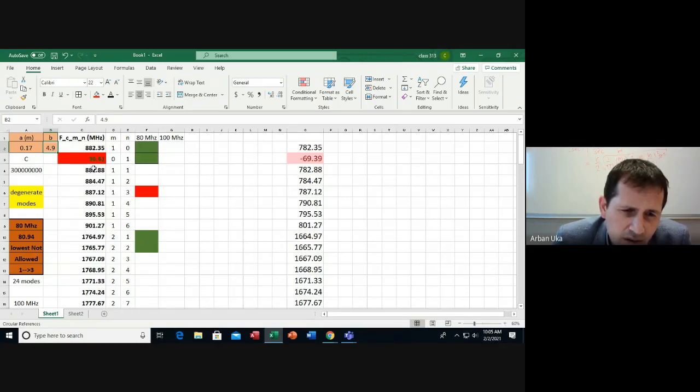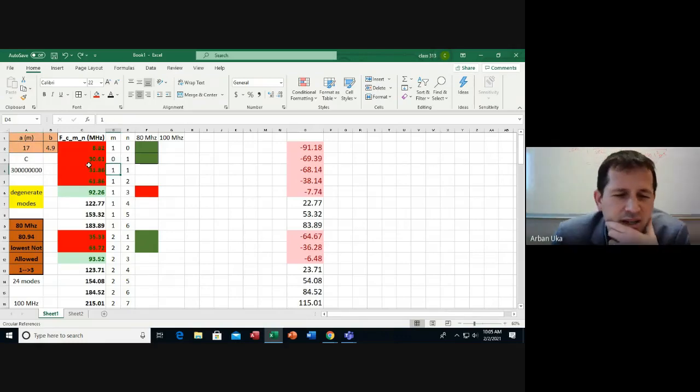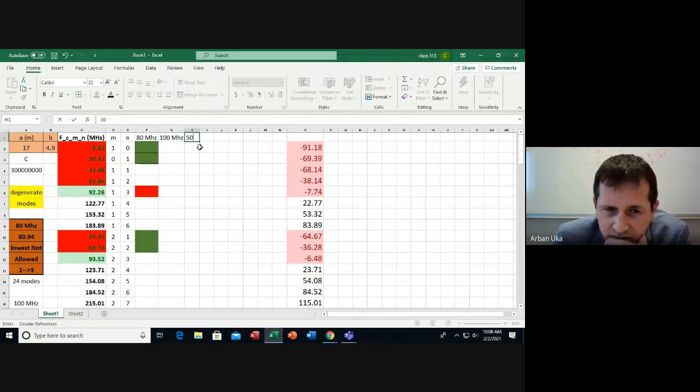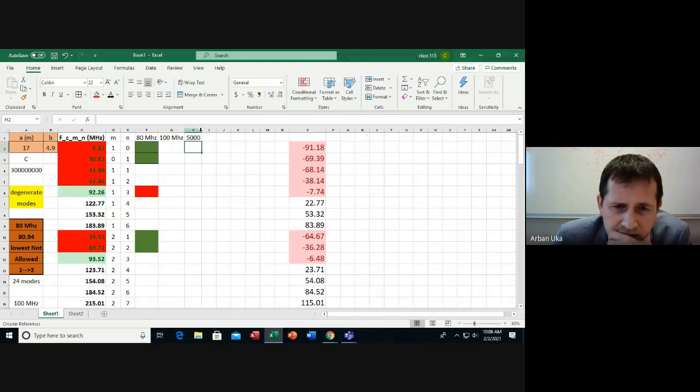But then, wait a second. This is the cutoff frequency. Actually, if this is the cutoff frequency, that means the 5G can easily pass through. Then we have to think carefully about what we say. So we said that we will communicate in 5G. 5G is 5,000 megahertz, and 5,000 megahertz is larger than all these values.